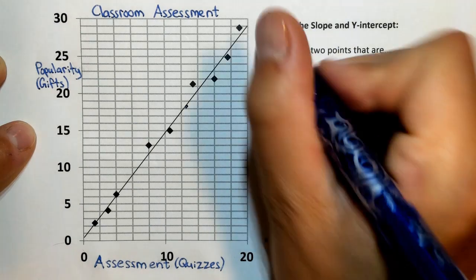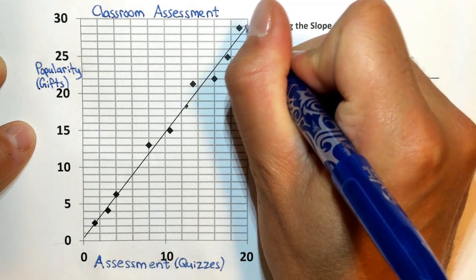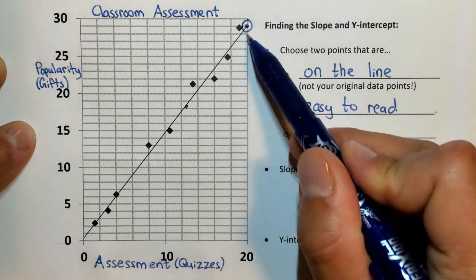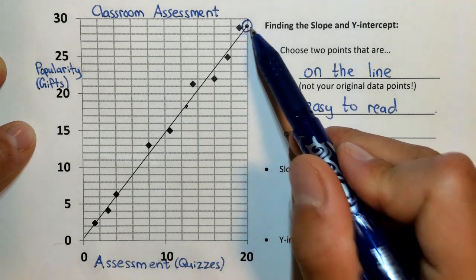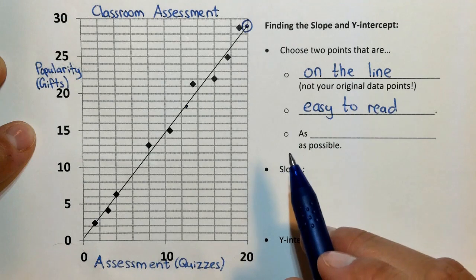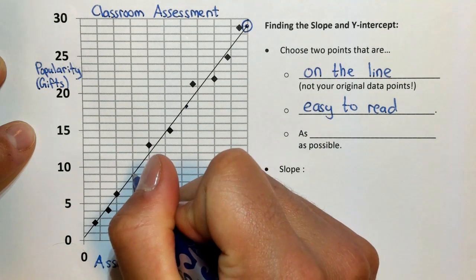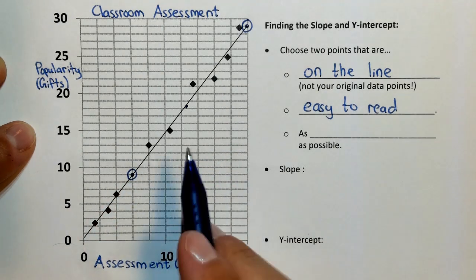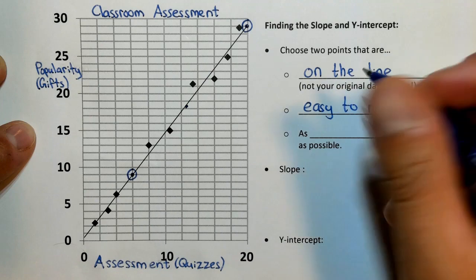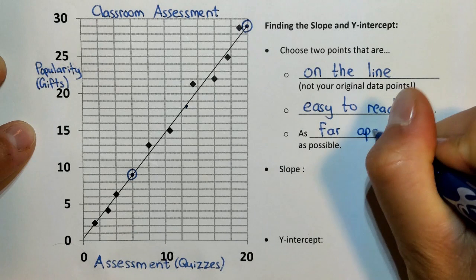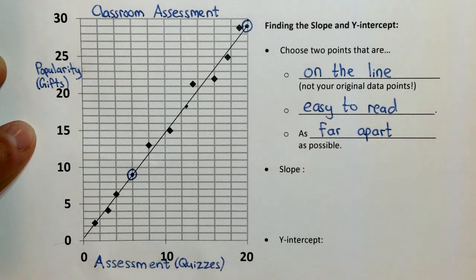For example, this point up here to me looks very easy to read. That line goes pretty much directly through that crosshairs up there on the grid, so it should be quite easy to get the coordinates. And I want to pick another point. I think right down here is going to be pretty easy to read as well. Again, the line seems to go right through the crosshairs. And the good thing about these points is I've chosen them to be as far apart as possible. That's important when you're choosing points to find your slope.